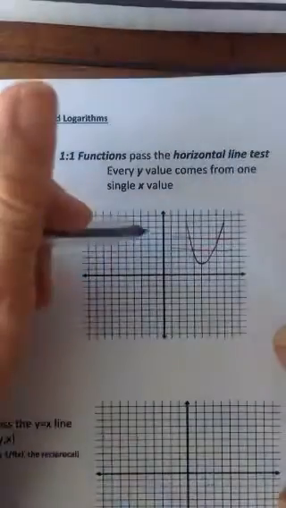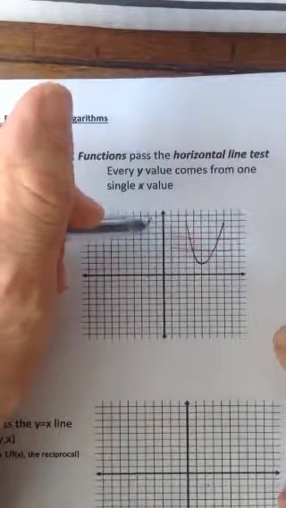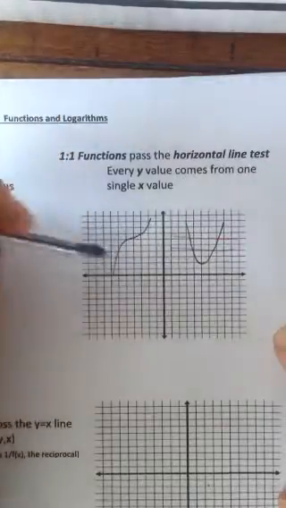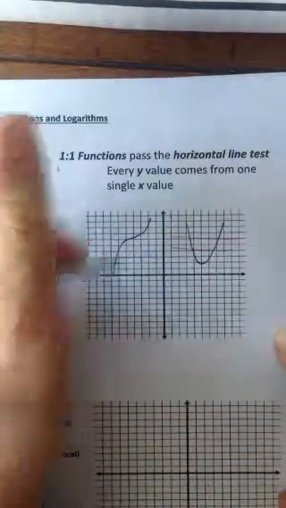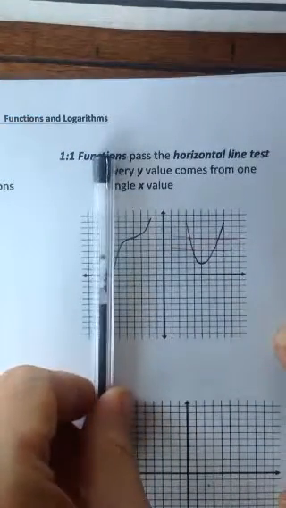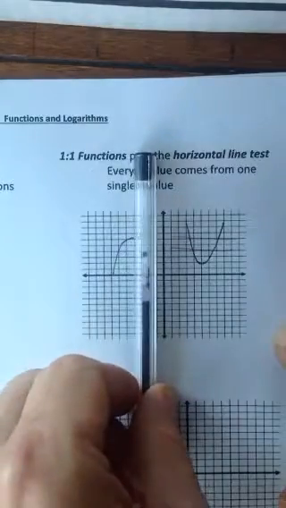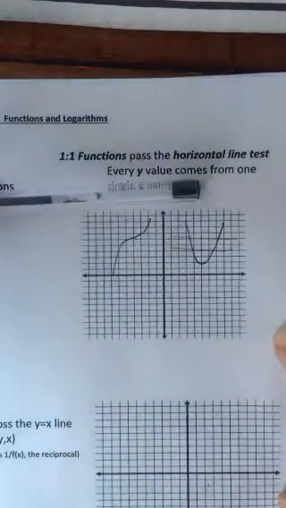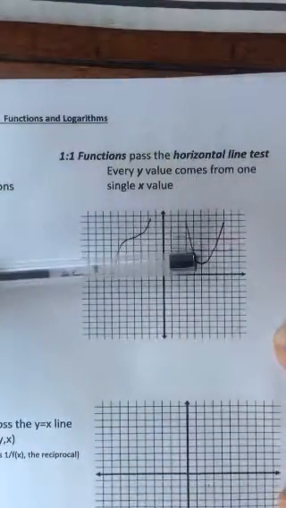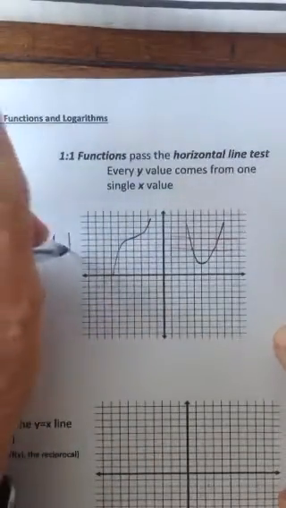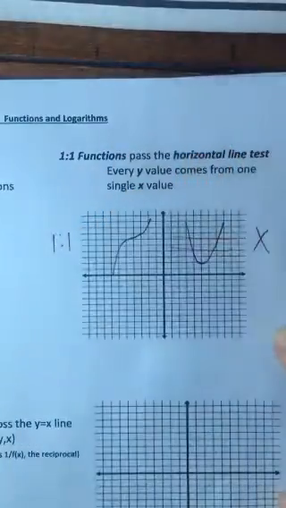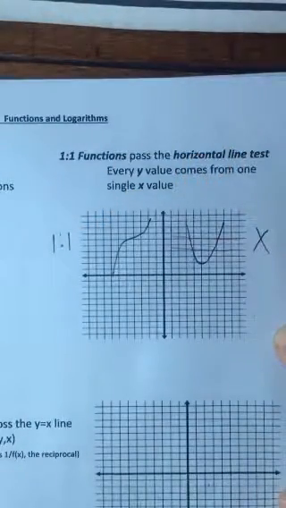A one-to-one function could be something that looks more like the y equals x cubed graph. And this is a one-to-one function. It's a function because it passes the vertical line test. As I move the pen along, it only has one value, and it also passes the horizontal line test. So this is a one-to-one function. This one is not.